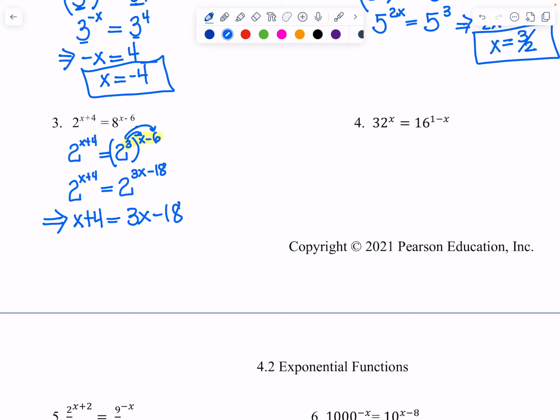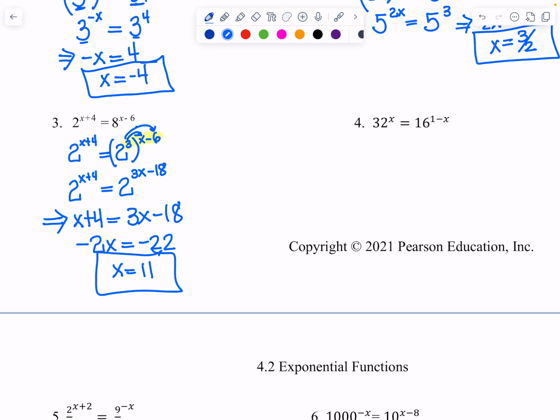Now, let's solve this. It doesn't matter what side you put x on. Does not matter what side you put the number on, as long as you solve it for x. I'm going to move 3x and I'm going to move 4. If I move 3x, I bring it over here, I get negative 2x. If I subtract 4, I get negative 22. When I solve this, x equals 11. That's what I get, x equals 11. Okay? Hope you understand that one.